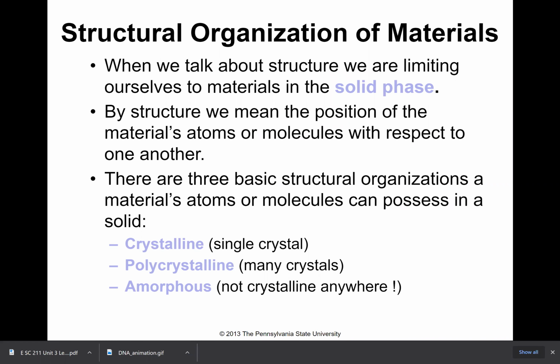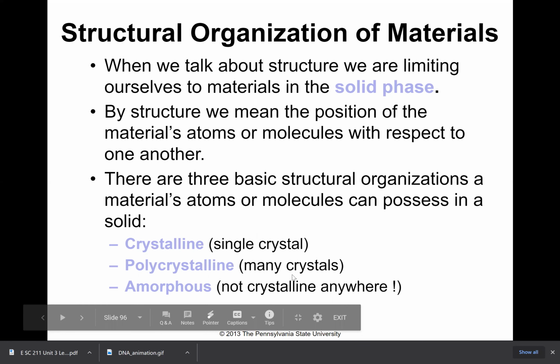So when we talk about structure, we're limiting ourselves to materials in the solid phase, right? Because liquids and gases don't really have a specific structure because they can flow around. So by structure, we mean the position of the material's atoms or molecules with respect to one another. There are three basic structural organizations a material's atoms or molecules can possess in a solid.